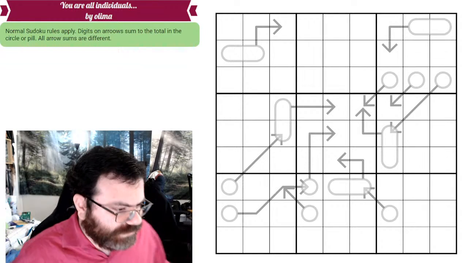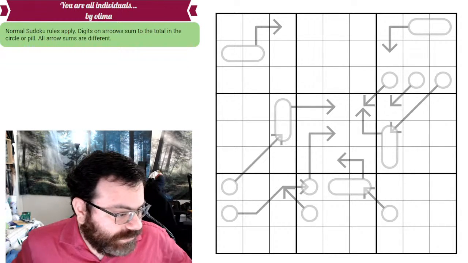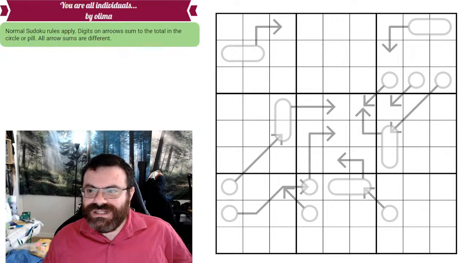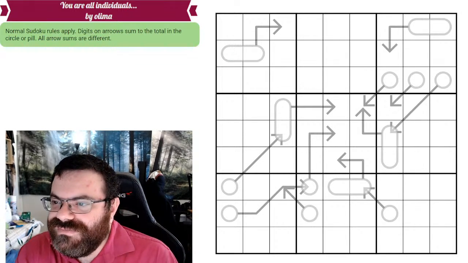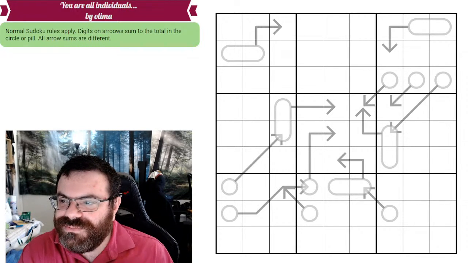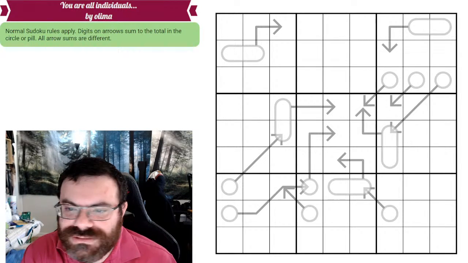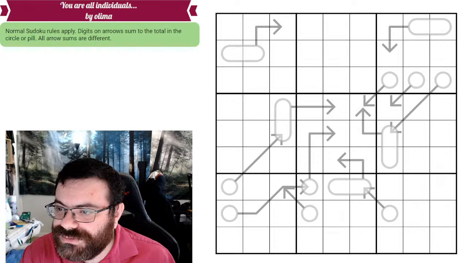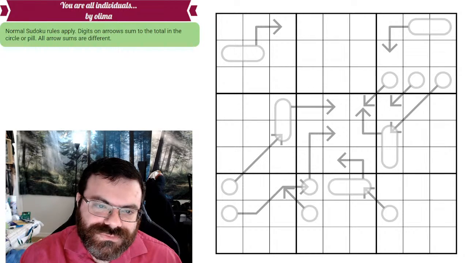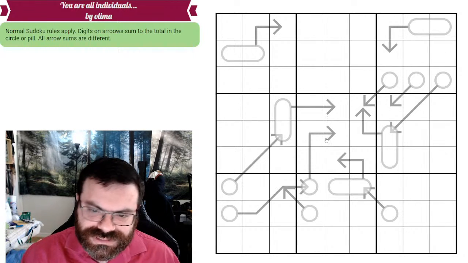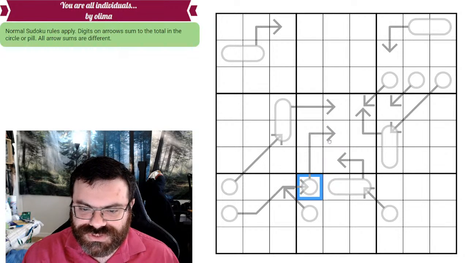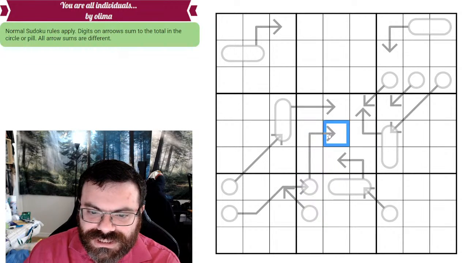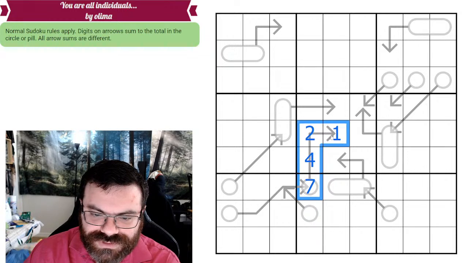Alrighty. This is called You Are All Individuals by Olima. We have normal Sudoku rules and normal arrow rules. So the arrow rules are, let's do this one first: the digits along an arrow sum to the value in the circle. So if this were, for example, 1, 2, 4, this would add to 7.